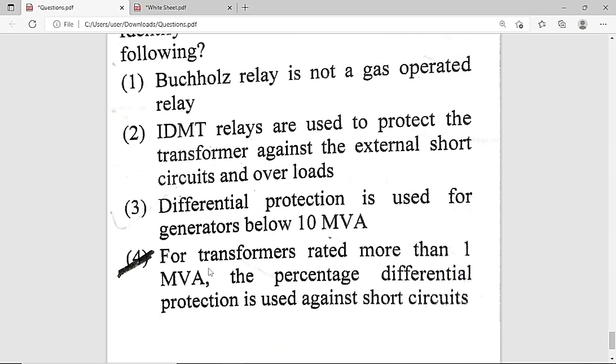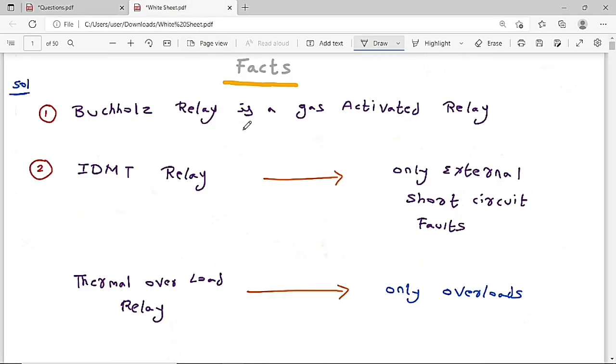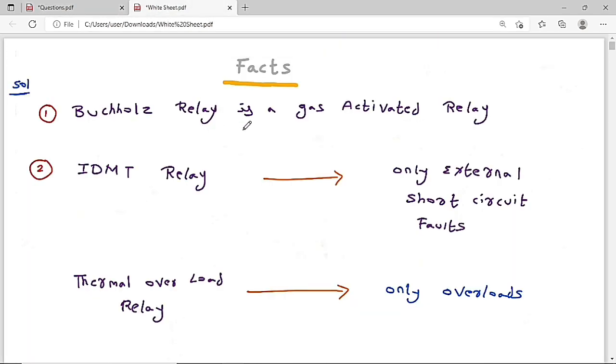The final one: for transformers rated more than 1 MVA, percentage differential protection is used against short circuits. If these 3 are wrong, then by default this is correct. So option D is the correct statement. But let me discuss something more about this one. So now we'll discuss some important facts or points.